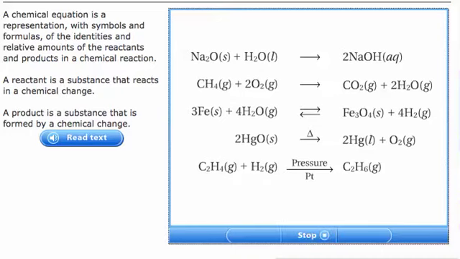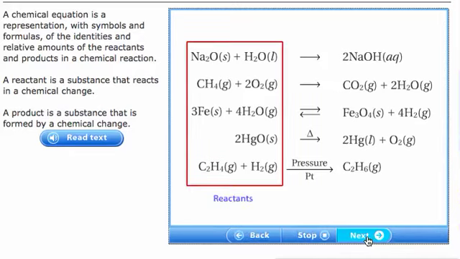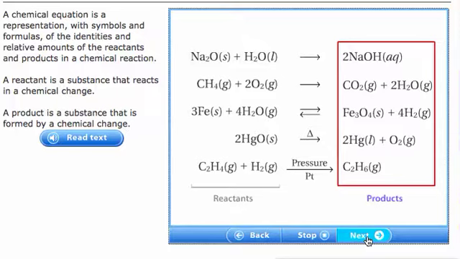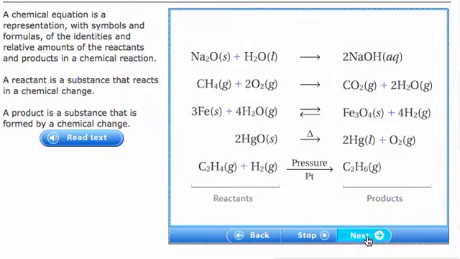Chemical equations are a way to describe chemical reactions using symbols. The materials undergoing the chemical reaction are the reactants. The materials created by the chemical reaction are the products. Individual atoms and molecules in the reaction are separated by plus signs.